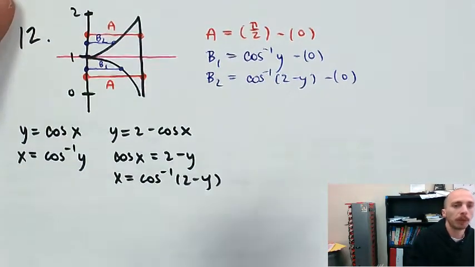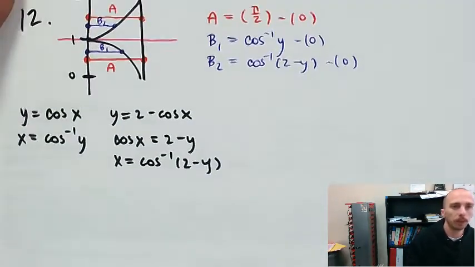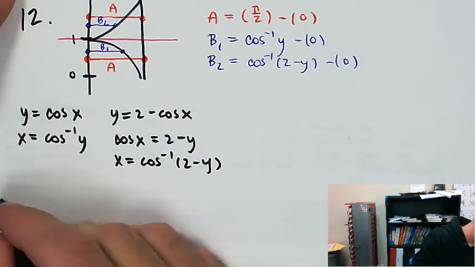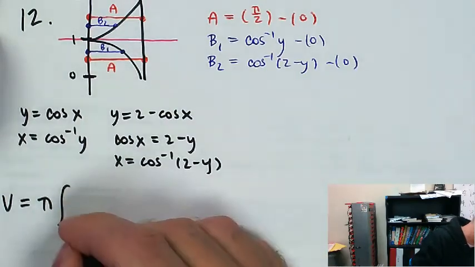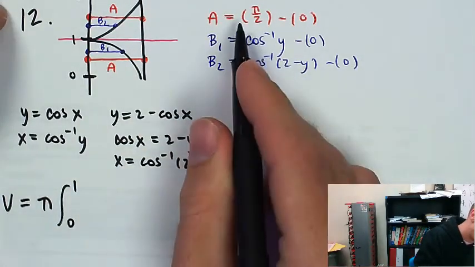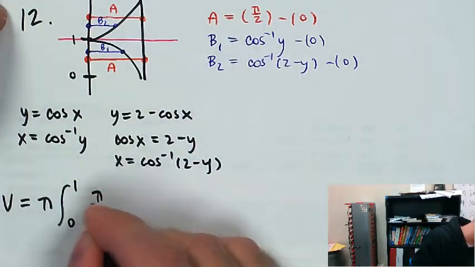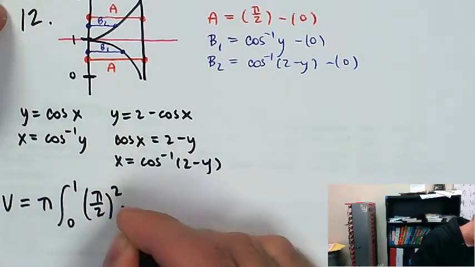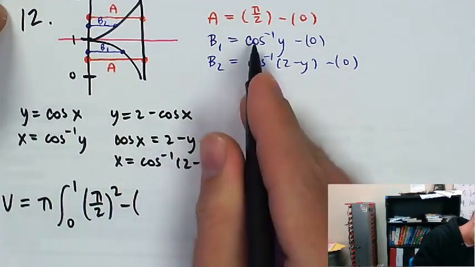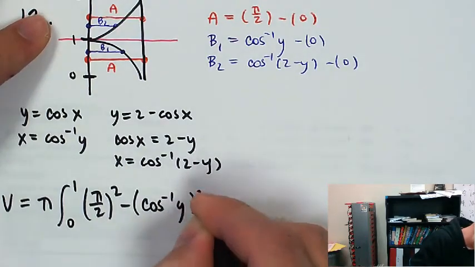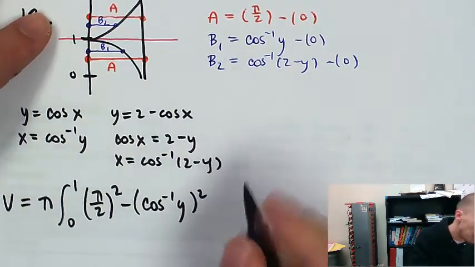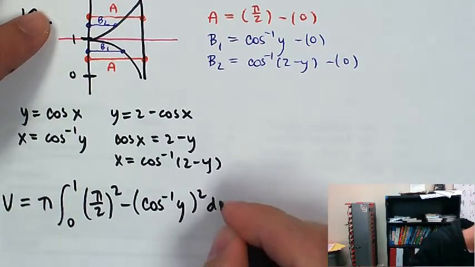Okay, then I'm going to write down my volume formulas. I guess it's one formula. Okay, first one, y will run from 0 to 1. Large radius squared minus small radius squared. B1 is inverse cosine y. That's not going to be an antiderivative, we know. I'm just going to warn you right now.